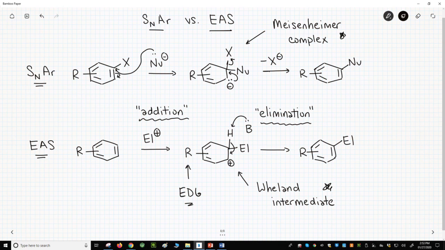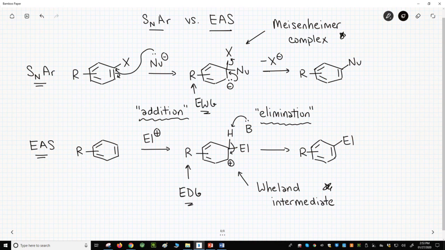It may not surprise you that the R groups we will see on rings for nucleophilic aromatic substitutions will mostly be EWGs, or electron withdrawing groups. With EWG R groups, the anionic intermediate is stabilized and more likely to form. EWG R groups help the attack of the nucleophile onto the aromatic ring.